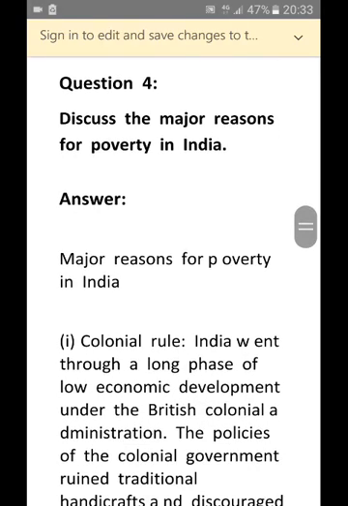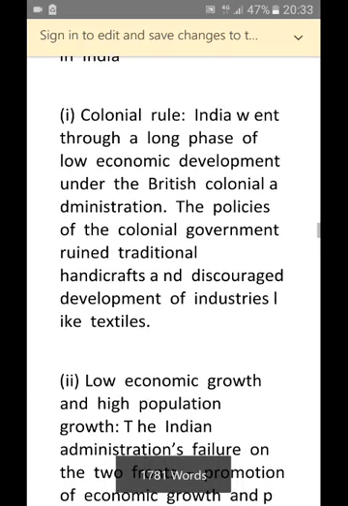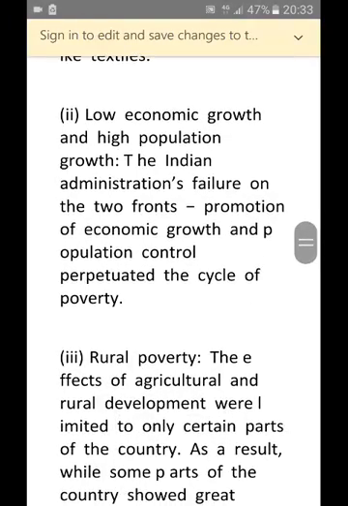Now we come to the fourth question: discuss the major reasons for poverty in India. What are the reasons for people becoming poor in our country? The answer is major reasons for poverty in India. First one is colonial rule. India went through a long phase of low economic development under the British colonial administration. The policies of the colonial government ruined traditional handicrafts and discouraged development of industries like textiles. So India was in the hands of the British at that time.